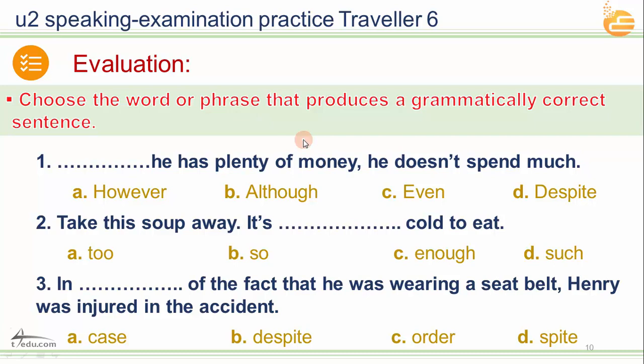Choose the word or phrase that produces a grammatically correct sentence. So now let's play with the vocabulary. Now we have a multiple choice question. We have A, B, C, D, and one fits in the space according to the meaning. So let's go. One: "___ he has plenty of money, he doesn't spend much." However, although, even, or despite? One is correct. This is about meaning and about grammar at the same time.